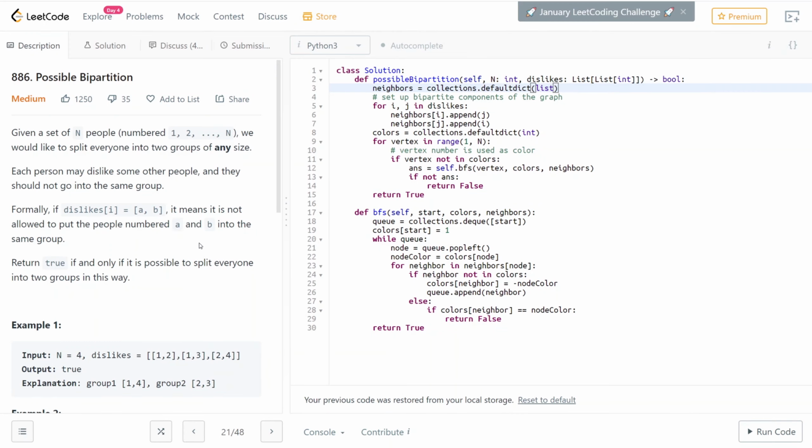So this is LeetCode 886, Possible Bipartition. Given a set of n people numbered 1 to n, we would like to split everyone into two groups of any size. Each person may dislike some other people, and they should not go into the same group. Formally, if dislikes[i] equals [a, b], it means it is not allowed to put the people numbered a and b into the same group. Return true if and only if it is possible to split everyone into two groups in this way.